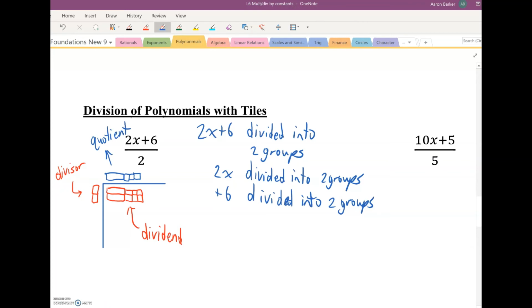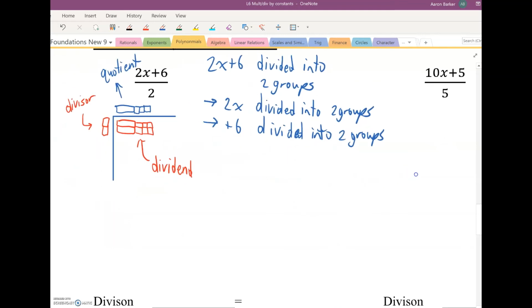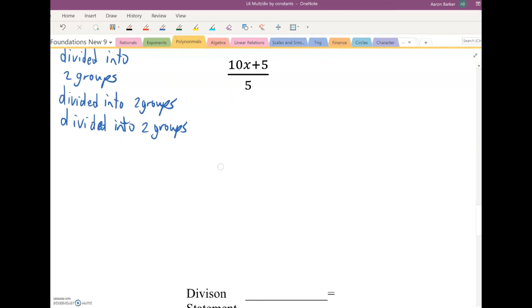Okay, so again, each part is divided into two groups. The 2x is divided and the plus 6 is divided. Okay, let's try this next one real quick. So again, start by doing your drawing of your division. Now, if you want to fake it, it's easy to fake it. You can just fake it by drawing almost like a multiplication.